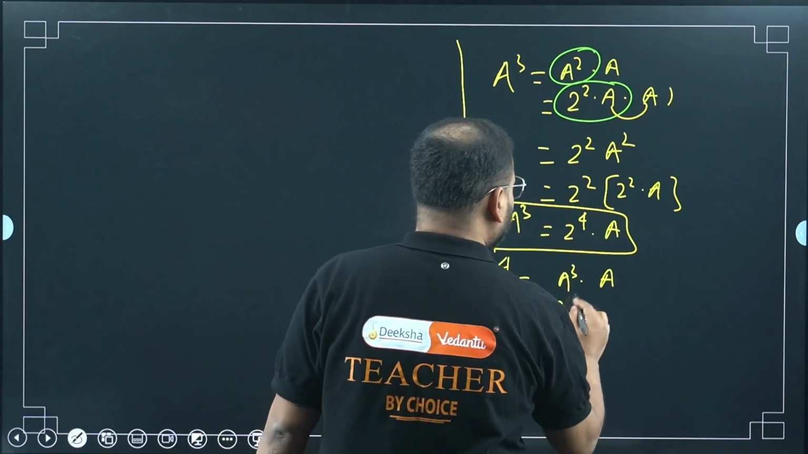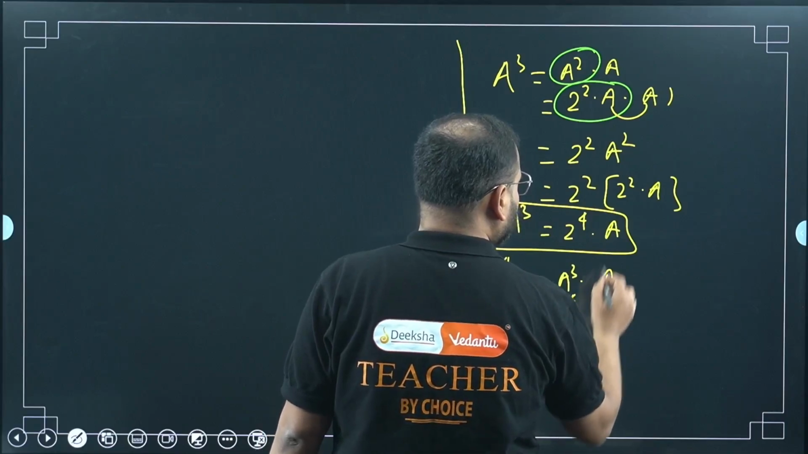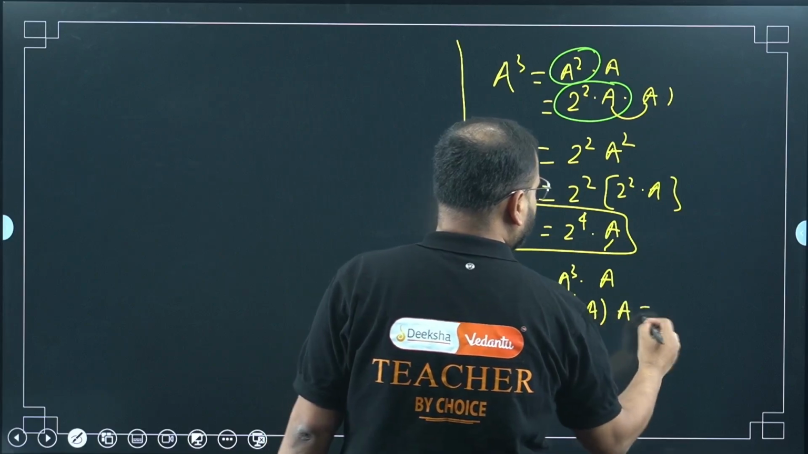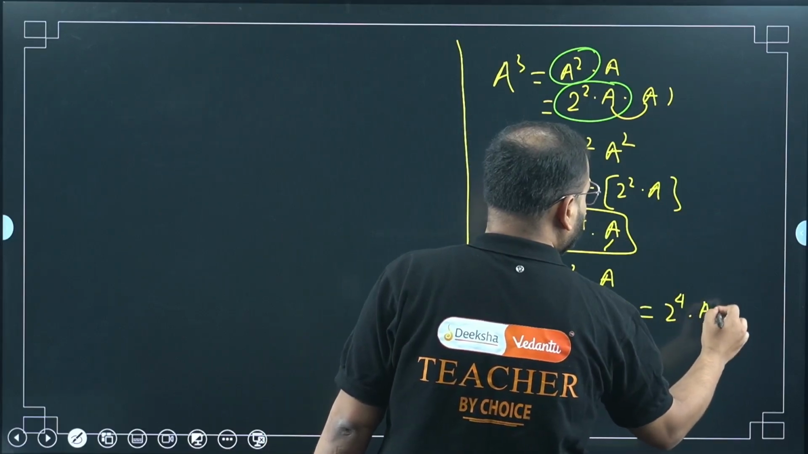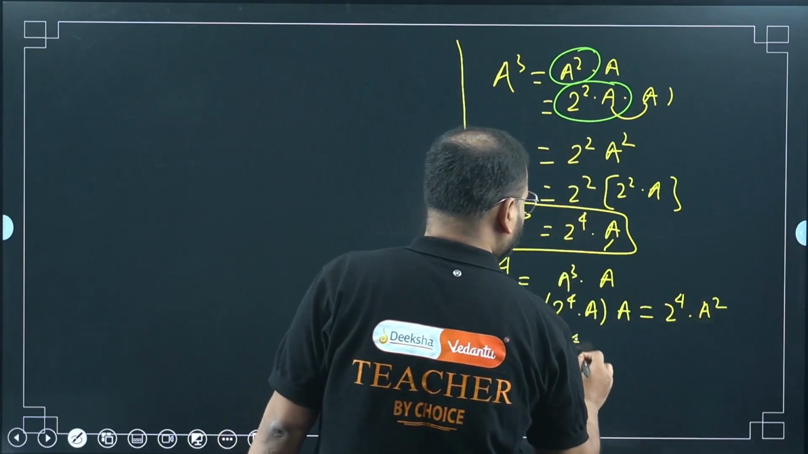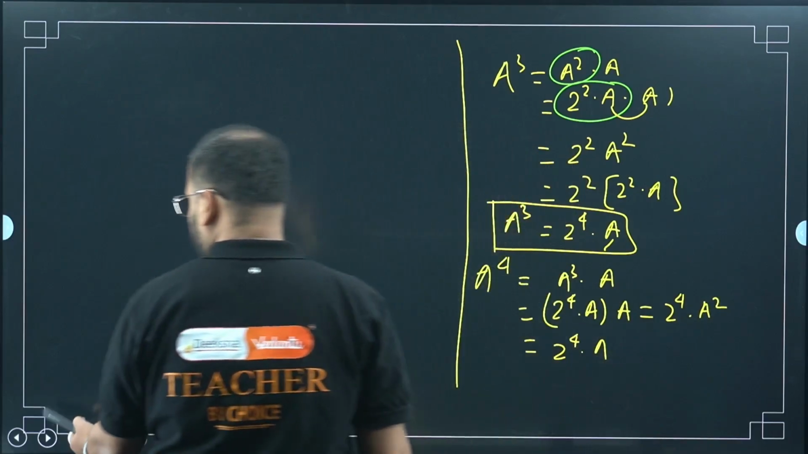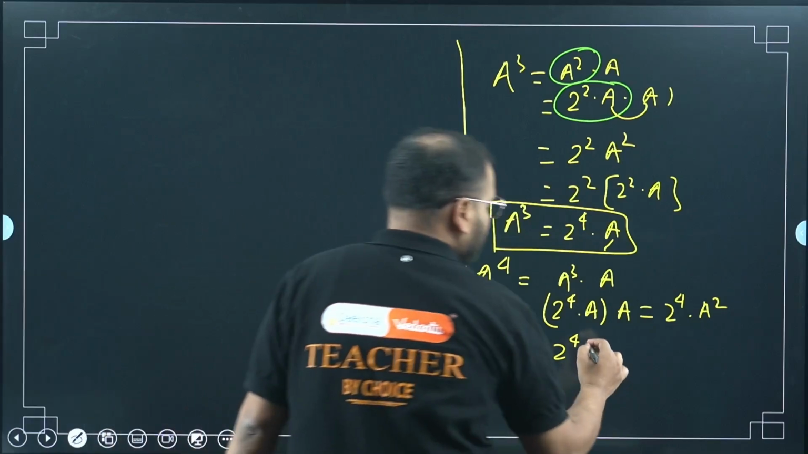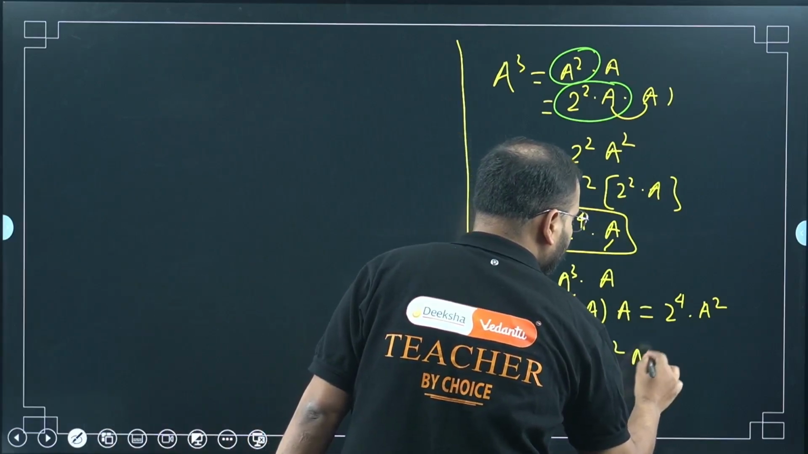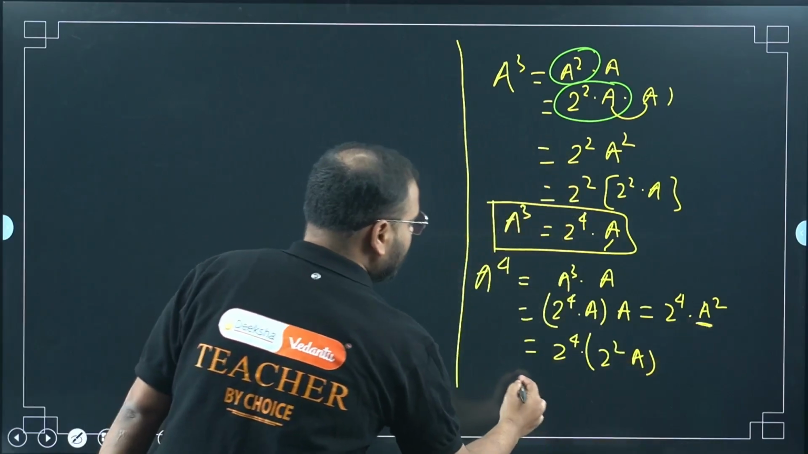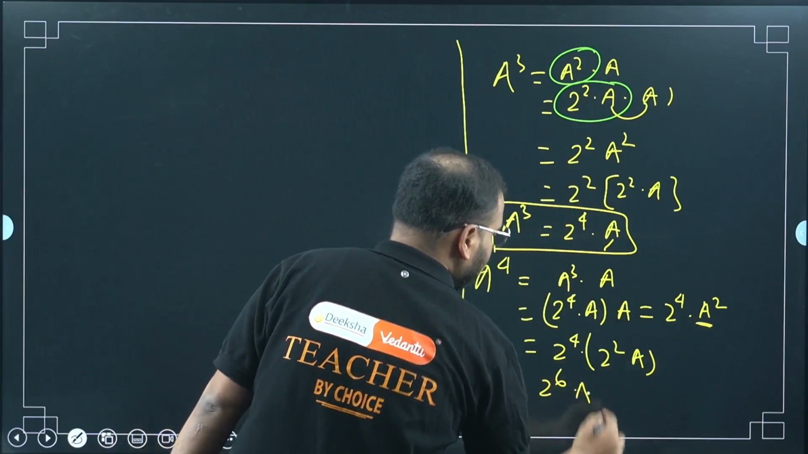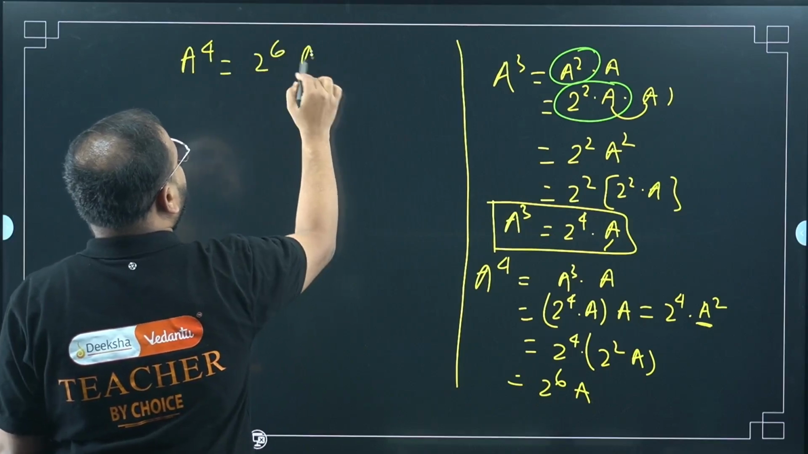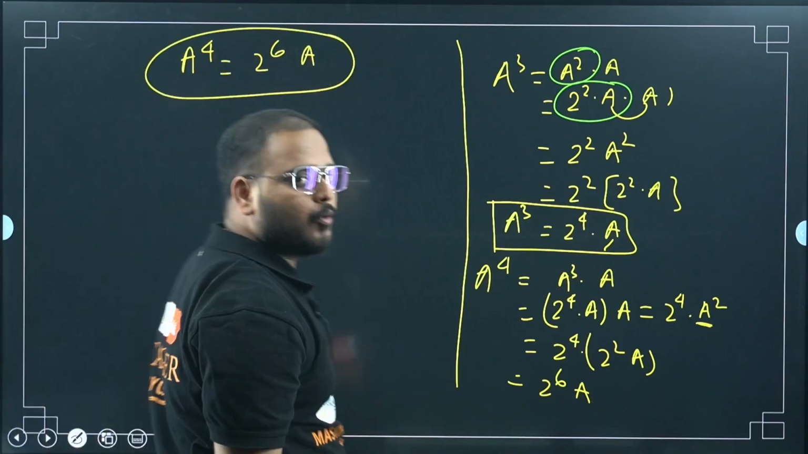What is A cube? 2 power 4, and this A will come here. So A times A. What do I get? 2 power 4 A square. Again I'll write for A square, I'll get 2 power 4. Forgive me, 2 will come first. So 2 power 4, and for this I'll write 2 square into A again. What do I get now? 2 power 6 A. Please check here. I got A power 4 as 2 power 6 A. So from here I can conclude my relation.